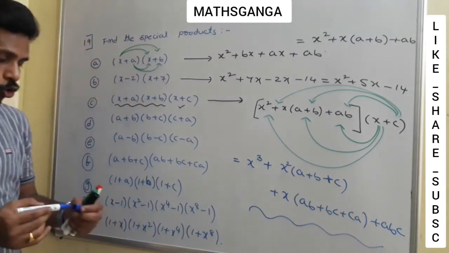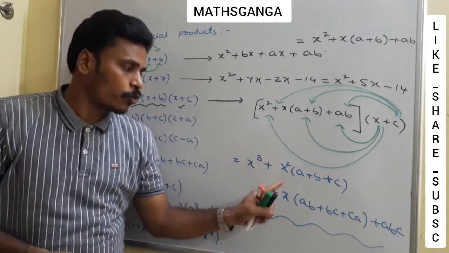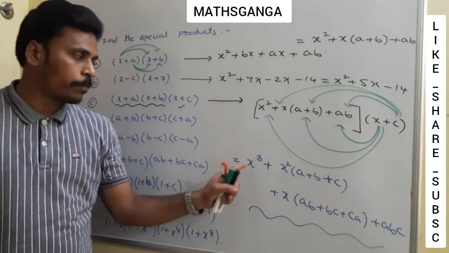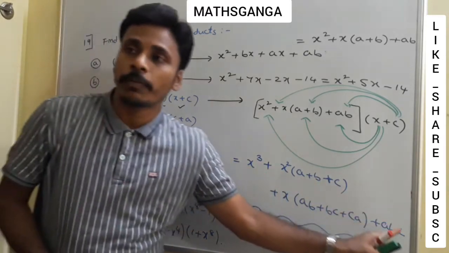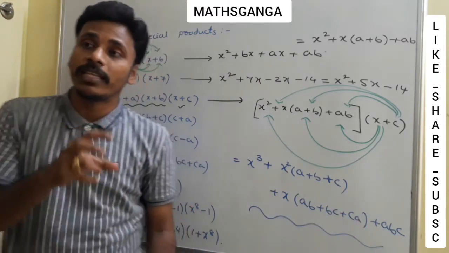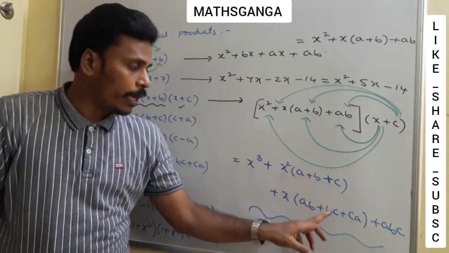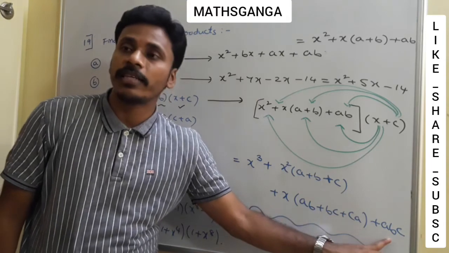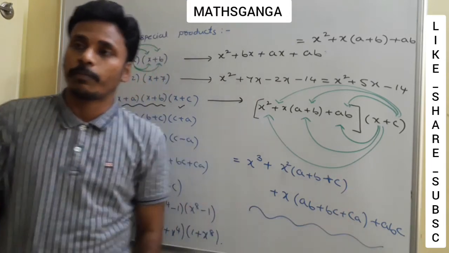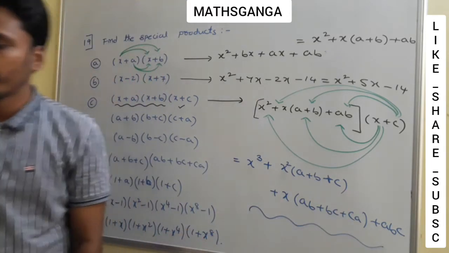The pattern you need to observe, okay? x cube, x square, x and then no x: x power 3, x power 2, x power 1 and x power 0. And if you think about the a, b, c coefficients: no abc, a plus b plus c, ab plus bc plus ca, and at the end abc. You just identify that particular pattern, okay? Just look there, how we did it.